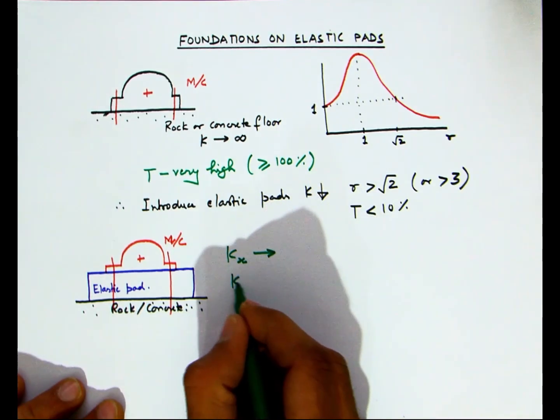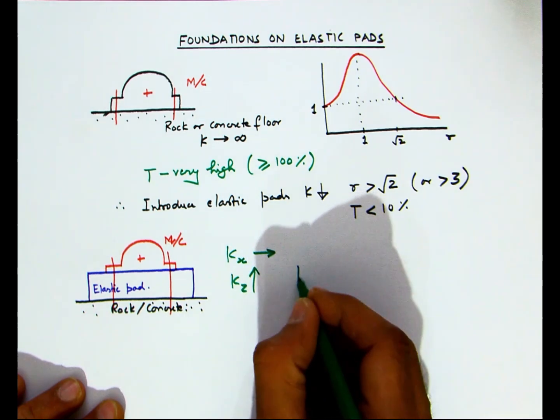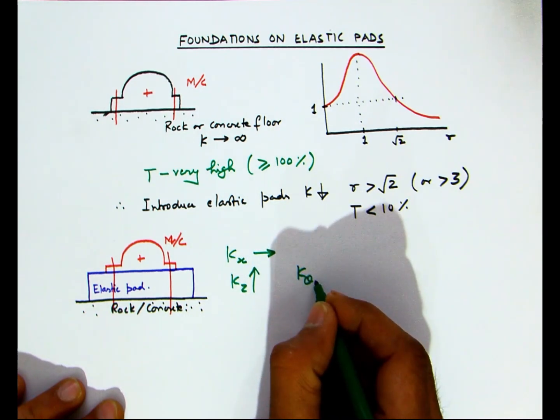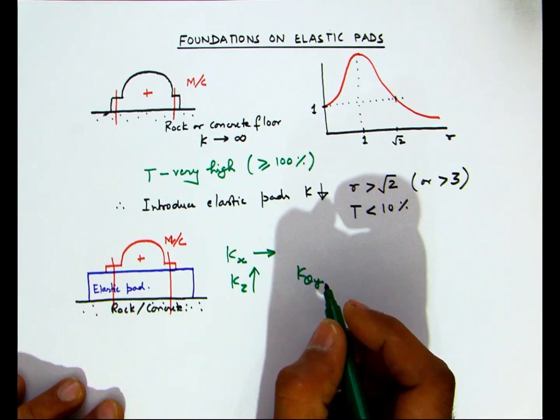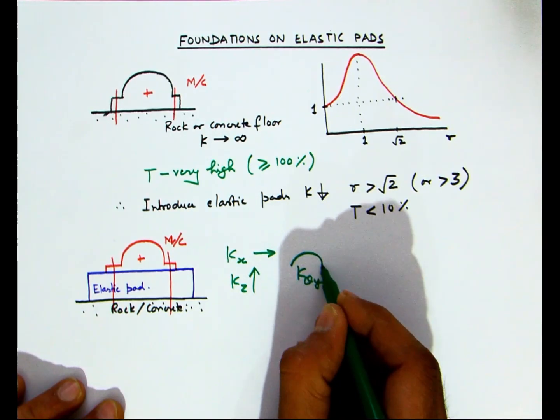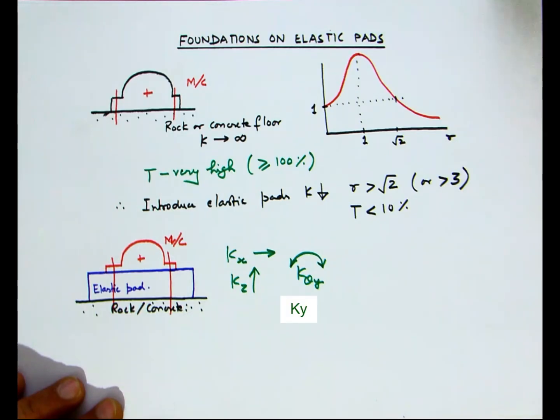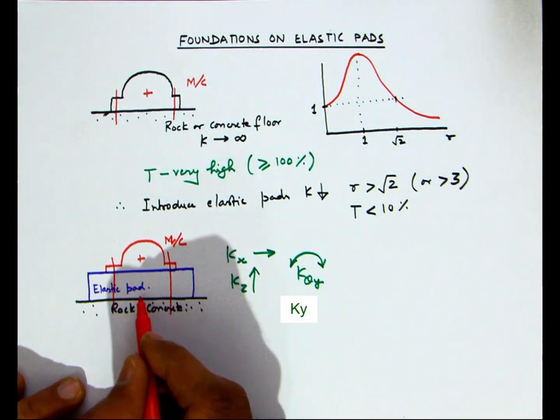So today we'll learn how to obtain the stiffness Kx, that is the horizontal stiffness, Kz the vertical stiffness, and K theta y, the bending stiffness of the elastic pad. The horizontal stiffness in the y direction shall be Ky, and that will be similar to Kx.